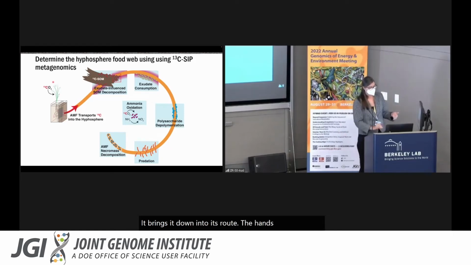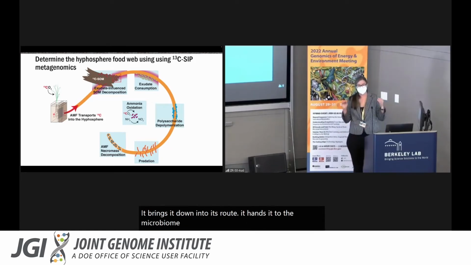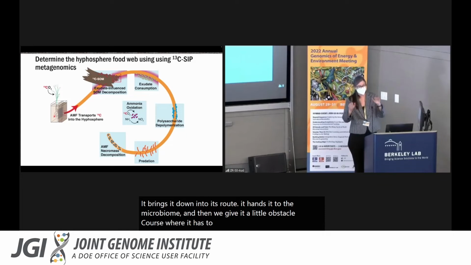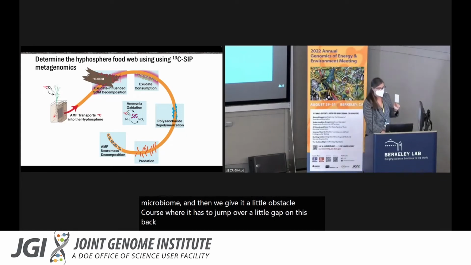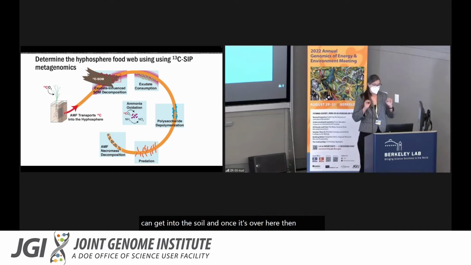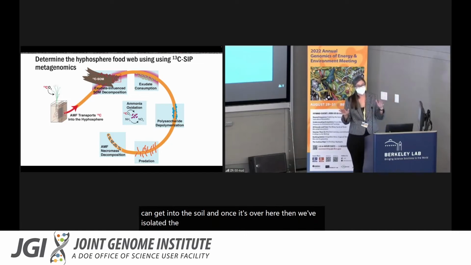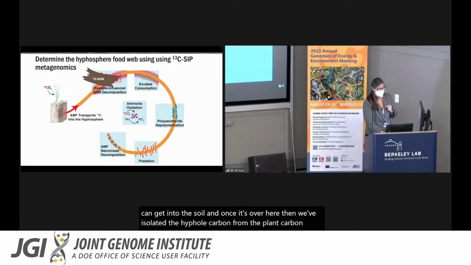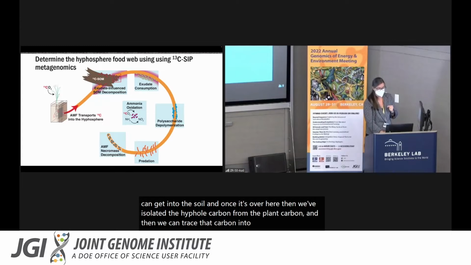It hands it to the microbiome, and then we give it a little obstacle course where it has to jump over a little gap that's about 1 centimeter wide, and then it can get into the soil. And once it's over here, then we've isolated the hyphal carbon from the plant carbon. And then we can trace that carbon into a bunch of different pools by using qSIP metagenomics.